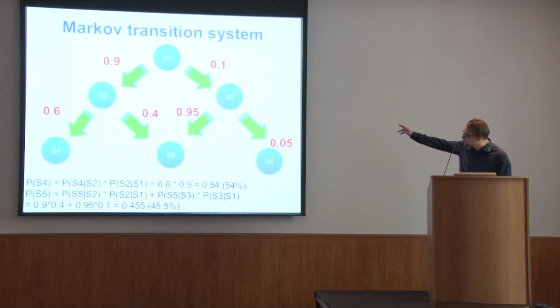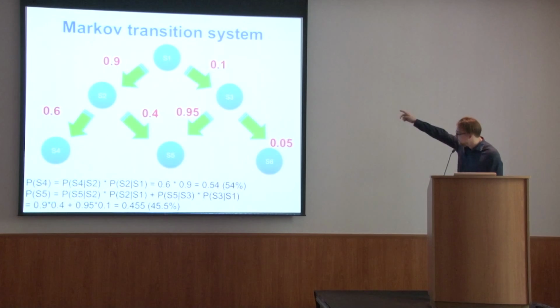For example, you can do S1, S2, S5, or you can do S1, S3, S5. What is the probability of reaching S5 from S1? We can compute that again. The probability of reaching S5 is the probability of S5 knowing S2 times the probability of S2 from S1, and you also have another path.